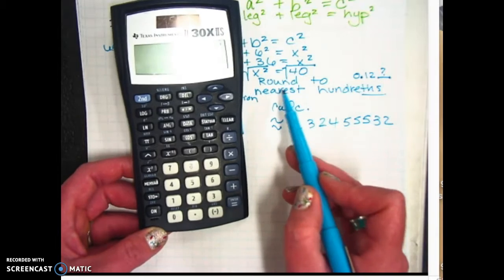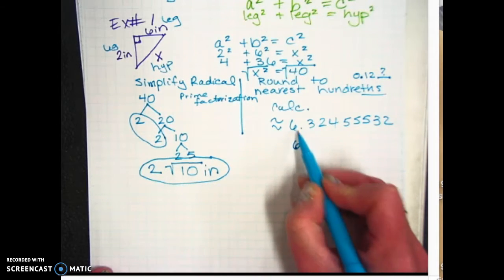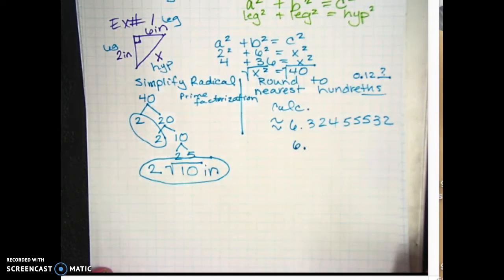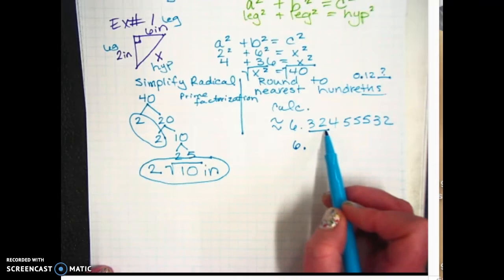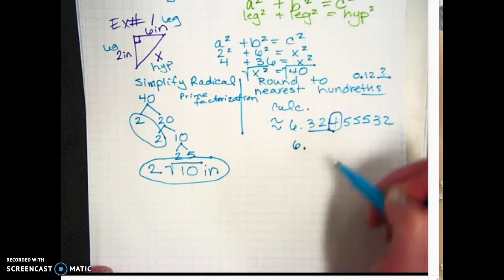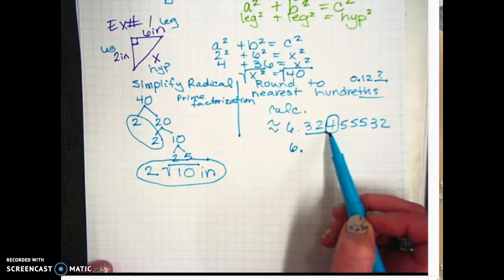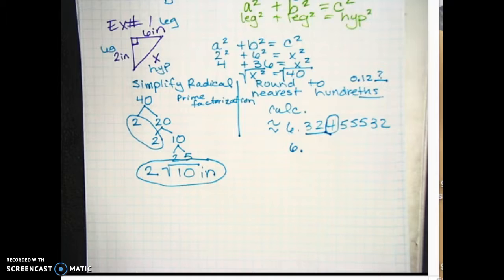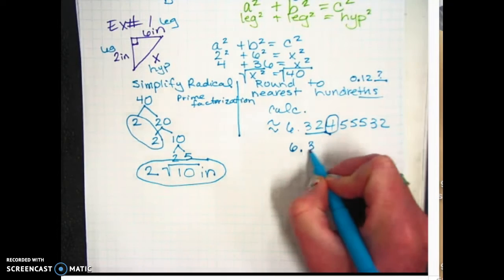Whoa. Do the directions want you to write down all those numbers? No, they want you to round to the nearest hundredth. So the 6 is definitely going to stay because it's in front of the decimal point. Then we need the first 2 numbers after the decimal, but the third number after the decimal is what determines if it stays or rounds up. So if it's 0, 1, 2, 3, or 4, it stays. If it's 5, 6, 7, 8, or 9, it rounds up. So in this case, is it going to stay or round up? Stay.